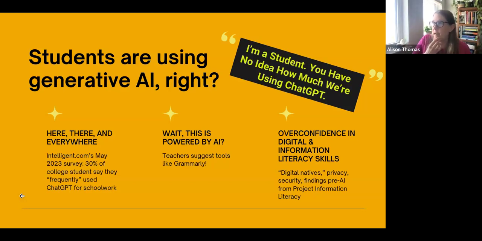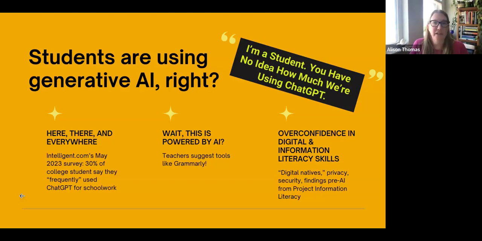The quote on this slide, "I'm a student, you have no idea how much we're using ChatGPT," is from the Chronicle of Higher Education's most read article of the year. It was written by a student who wrote pretty candidly about how they were using AI. When we hear students talk about this, it reflects some of the research I've seen in which students overestimate their abilities to be critical about information. They're overconfident in their information literacy skills, and especially their digital literacy skills, if we're thinking about things like privacy and data security.